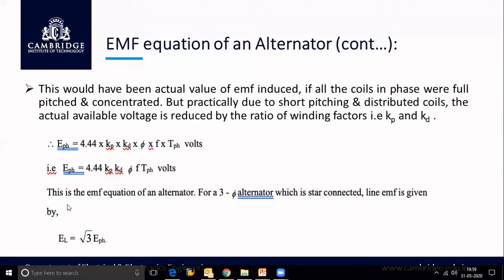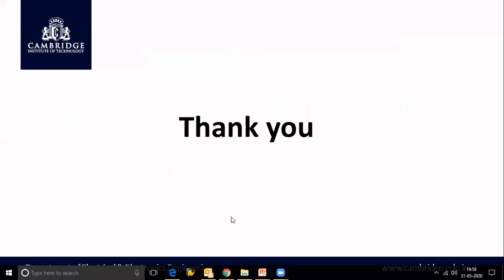Now, what will be the value of the line voltage EMF induced in a three-phase star connected alternator? If the three-phase alternator is star connected, then the line voltage is related to the phase voltage as EL is equal to √3 E phase. If the three-phase alternator is delta connected, then the line voltage and the phase voltage are related as EL is equal to E phase. So, this is the derivation of the EMF equation of an alternator.